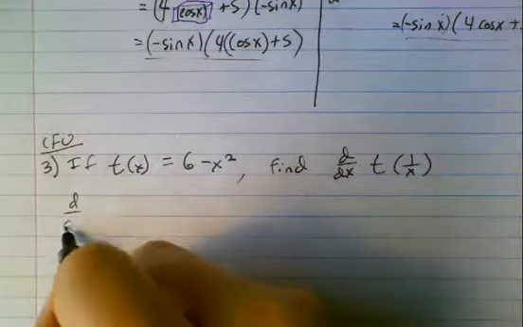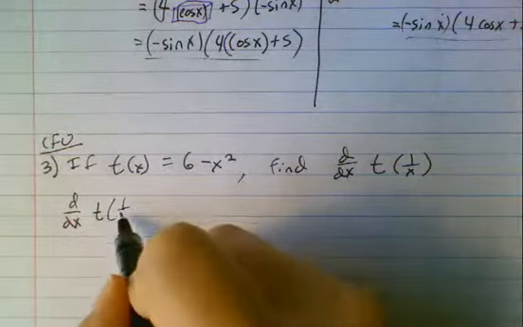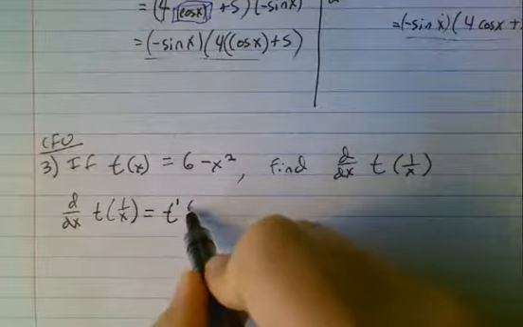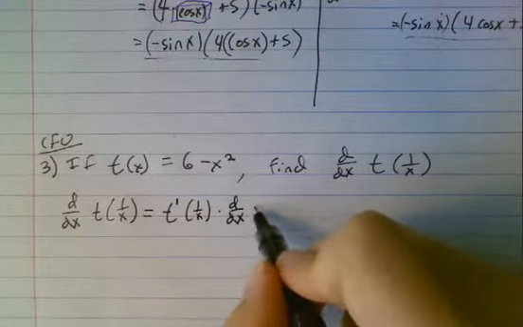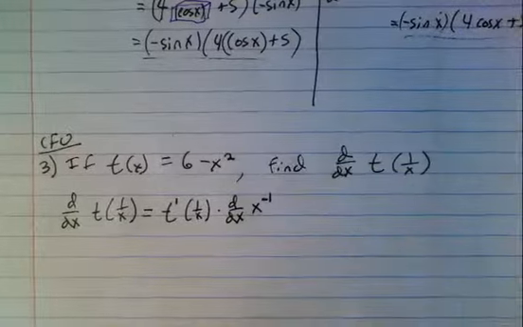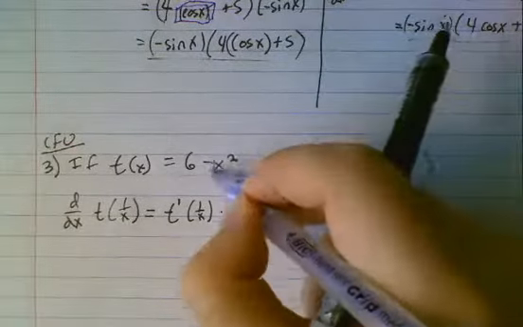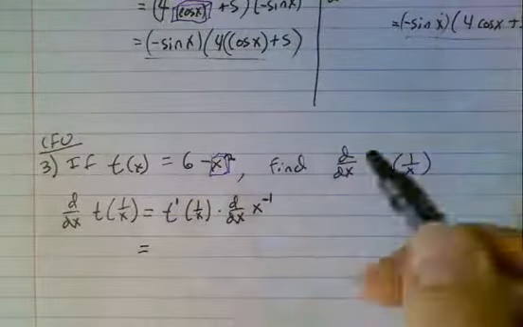Okay, let's do it this way. Let's do the derivative of t of 1 over x by doing t prime of 1 over x times the derivative of 1 over x. And I'm going to write that as the derivative of x to the negative first power, just because that makes life easier for me. So I notice that I've got a box right here around that x.